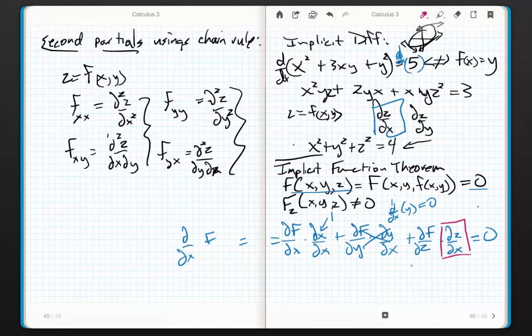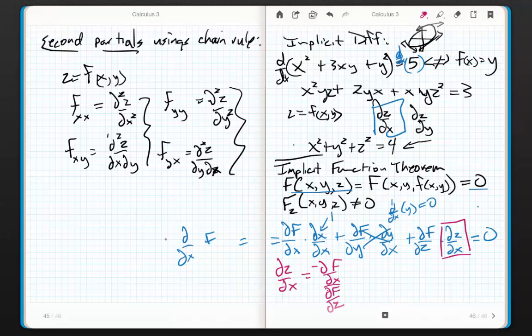So in a puff of algebra, I can easily show that dz over dx, which is what I need, that partial over dx, is equal to the partial of f, but negative, because I'm going to send it over to the opposite side of the equation, right, with respect to x, divided by the partial of f with respect to z. Awesome, right?